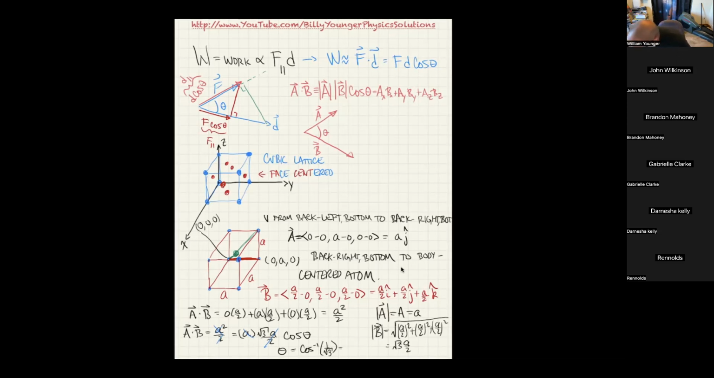And if I do that, I'll say second function cosine inverse of 1 divided by the square root of 3. And that gives me 54.73 degrees. So that's the angle between that green bond and that red bond. Anybody have any questions on that?